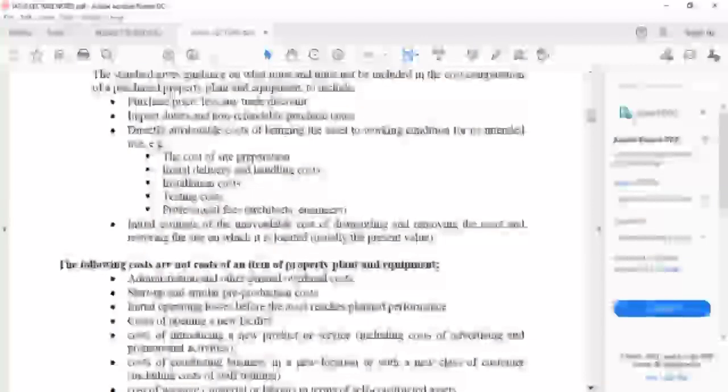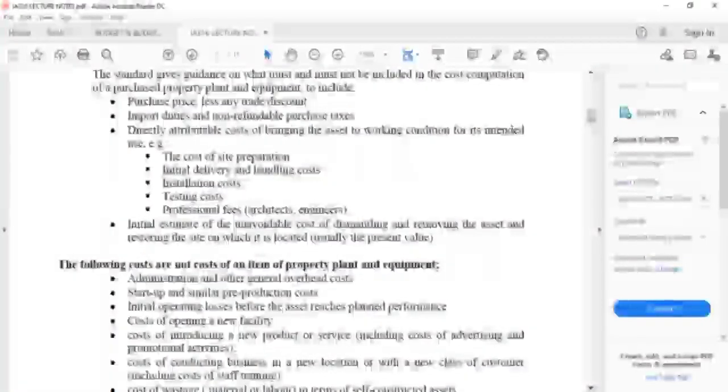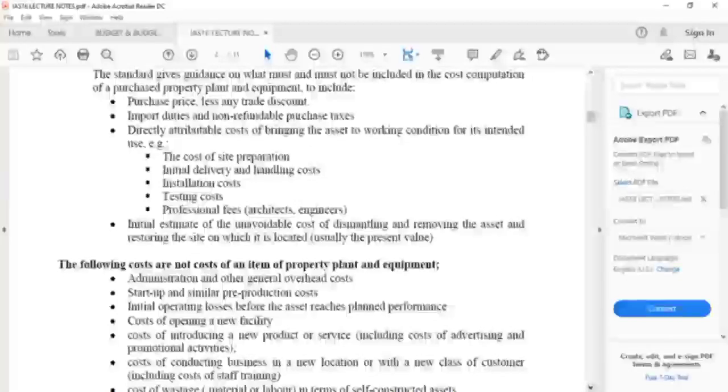Okay, you install the asset and you are not using it. And if you are producing, you are incurring losses. So you can't add that. The asset is already ready for use.